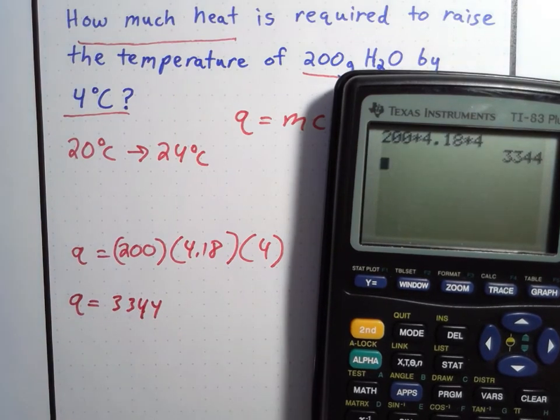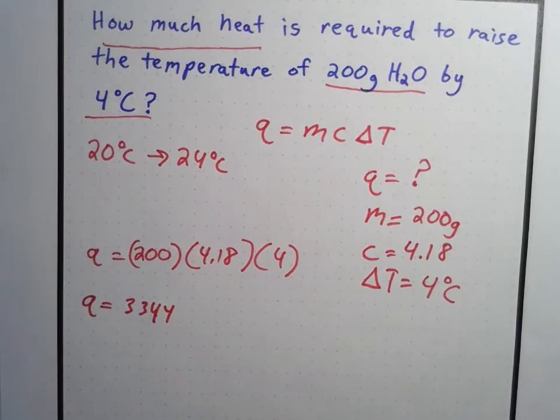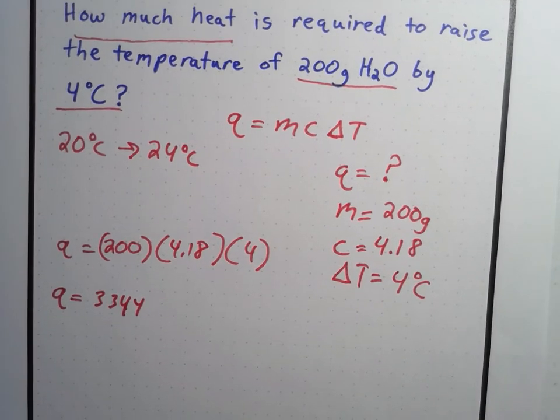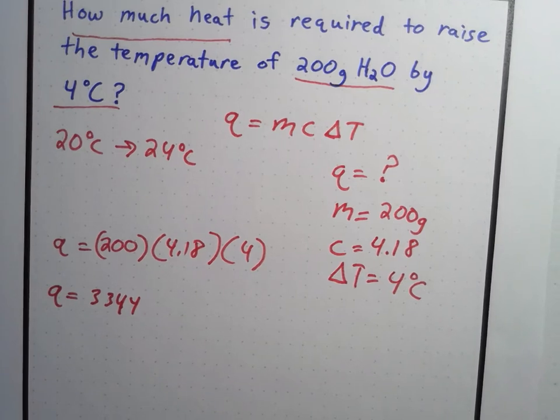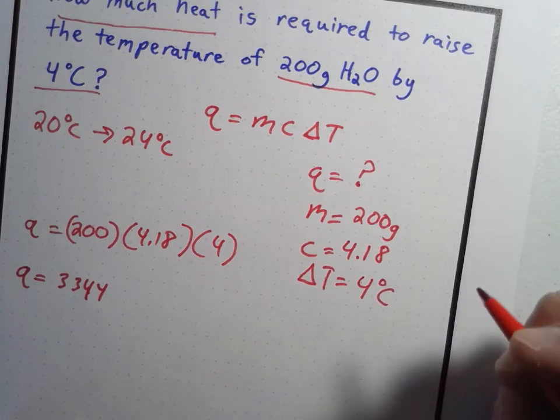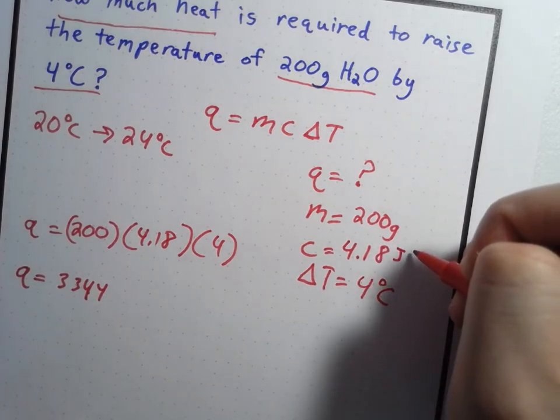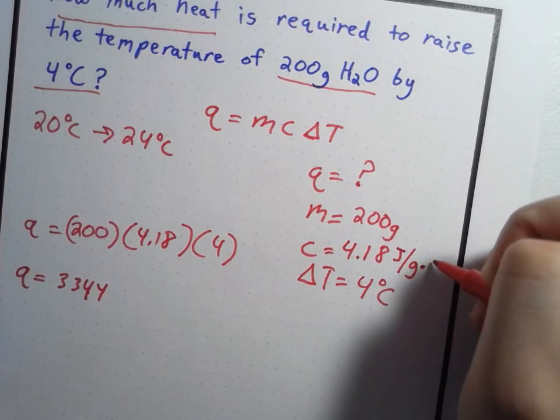So a question might be, okay, that's great, what unit is it in? Well, the unit that it is in is going to be the unit that you used for C. The unit for C is going to be based on the units of M and delta T. So the unit of C that we actually used in this problem, I didn't write it in the table, but we'll add that in. That was joules per gram times degree Celsius.